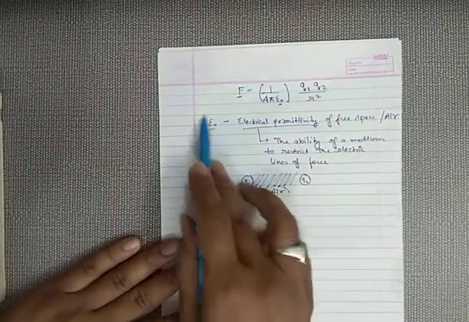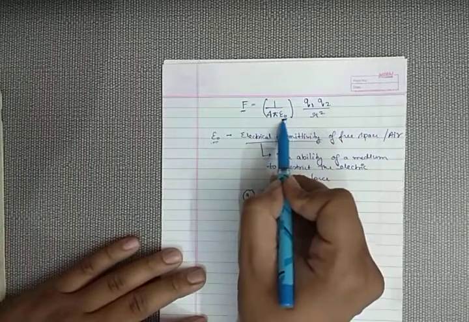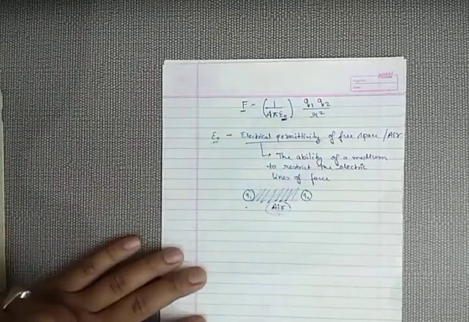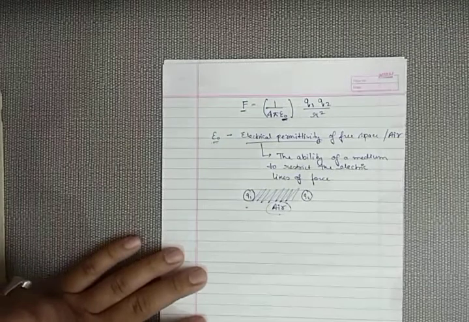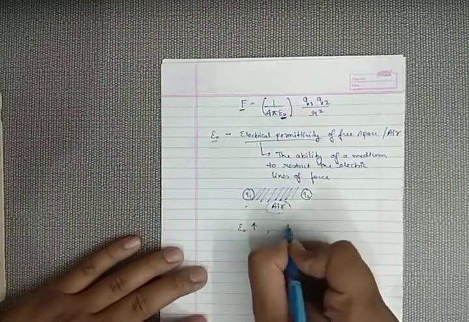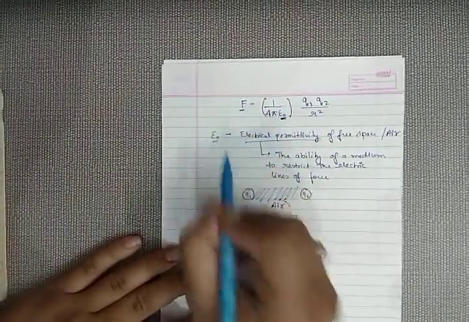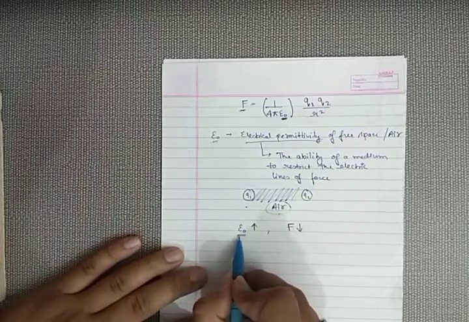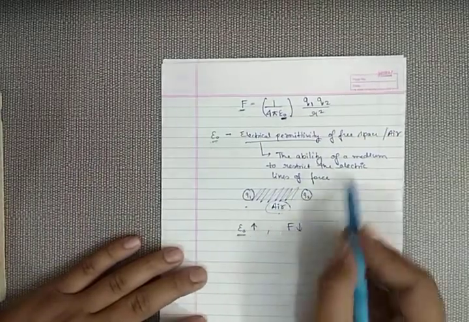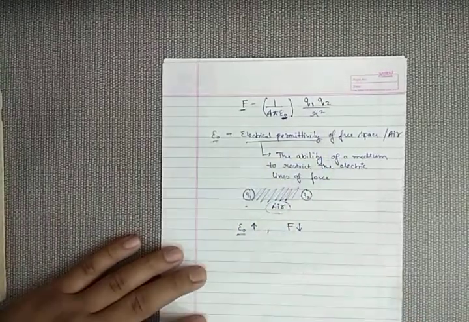You can understand from this expression, higher the value of epsilon naught, less will be the force of attraction or repulsion between charges. Higher the value of epsilon naught, smaller will be the force between charges. Because of this inverse relation, the function of epsilon is to restrict the force. Higher the value of epsilon, higher will be the restriction, and lower will be the force.